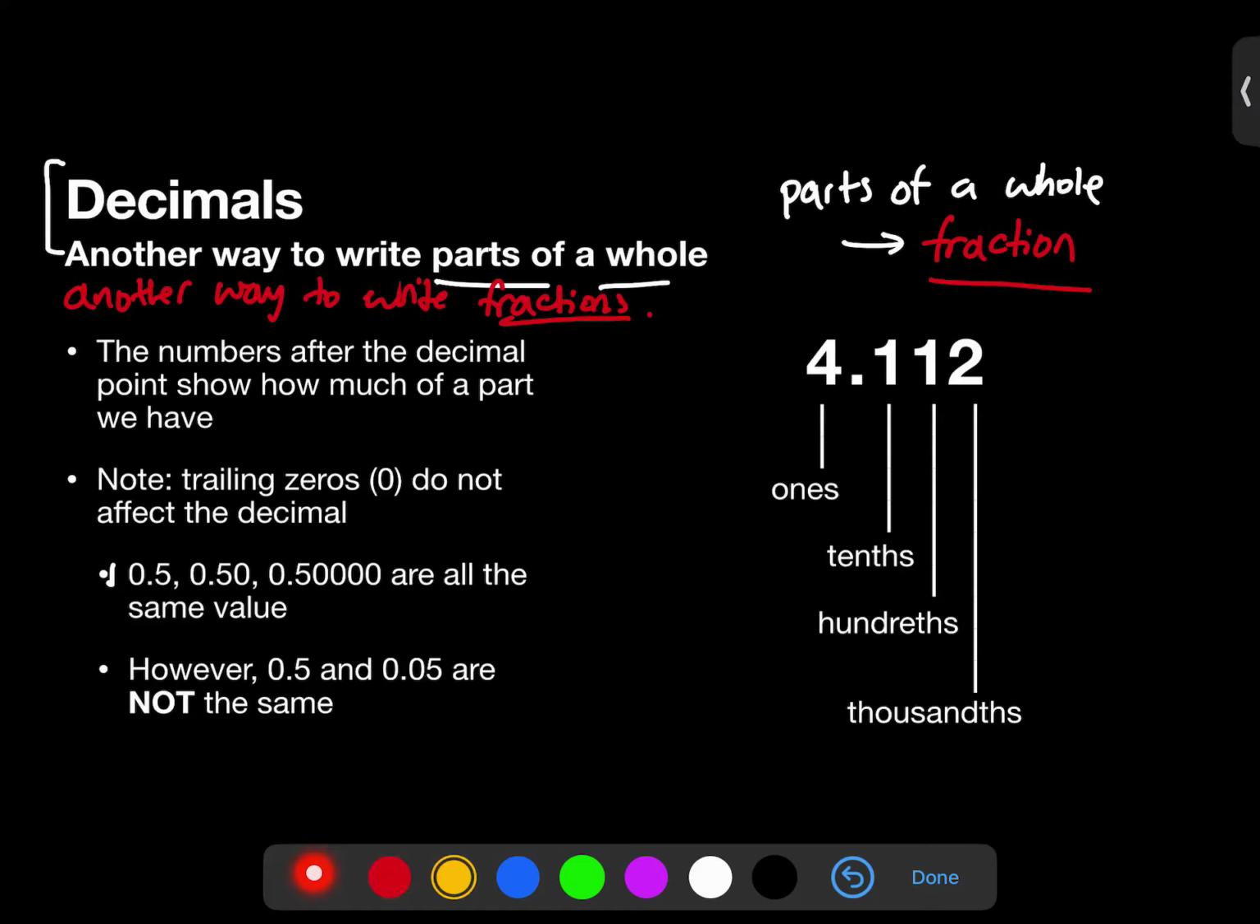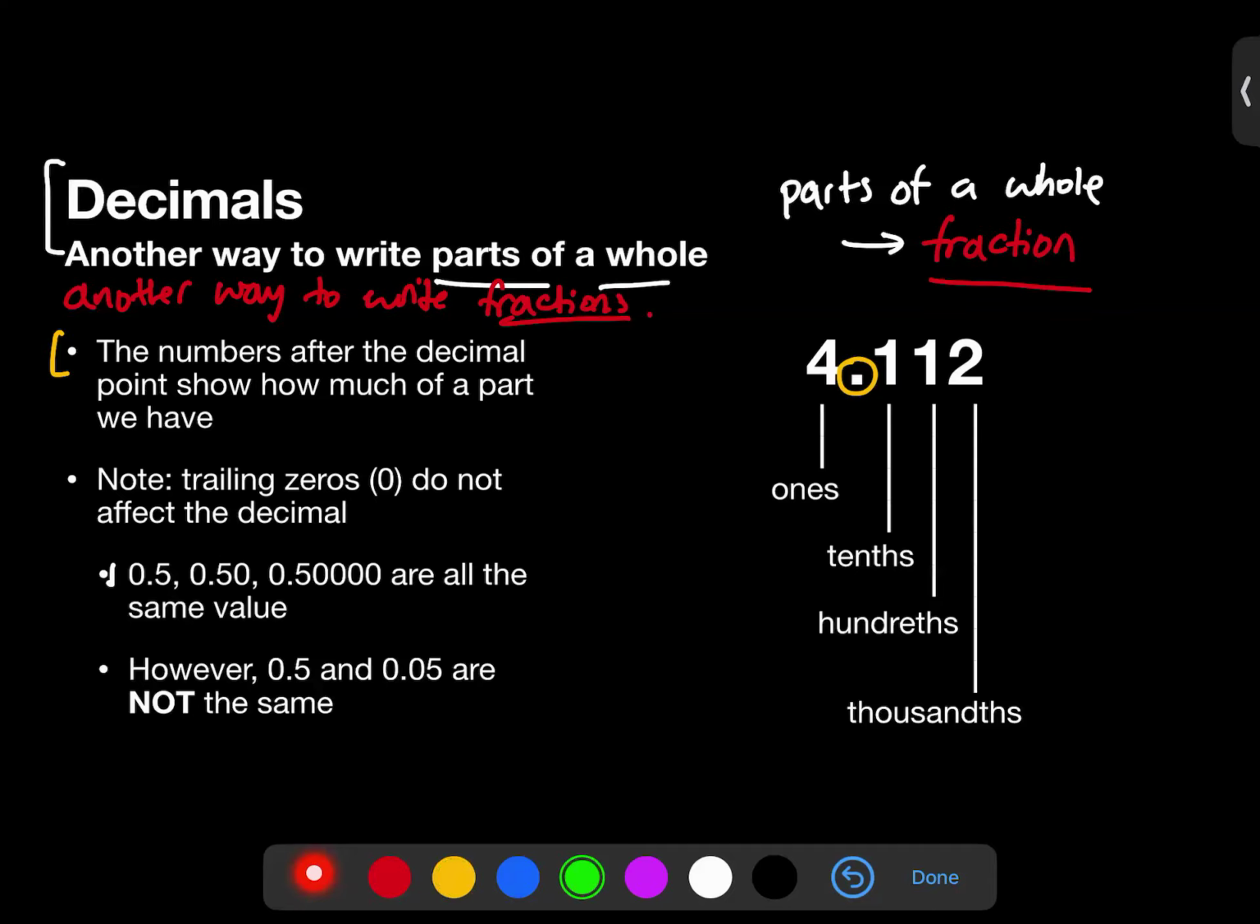So the decimal is the dot, and the numbers after the decimal show how much of a part we have. So we have 4 wholes and we have this many parts, right? So the numbers that come after the decimal are the parts of a whole that we have.